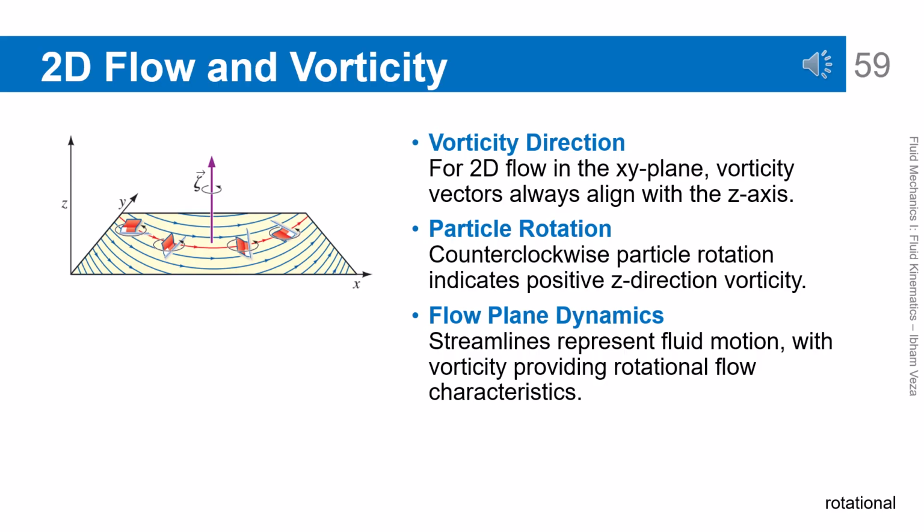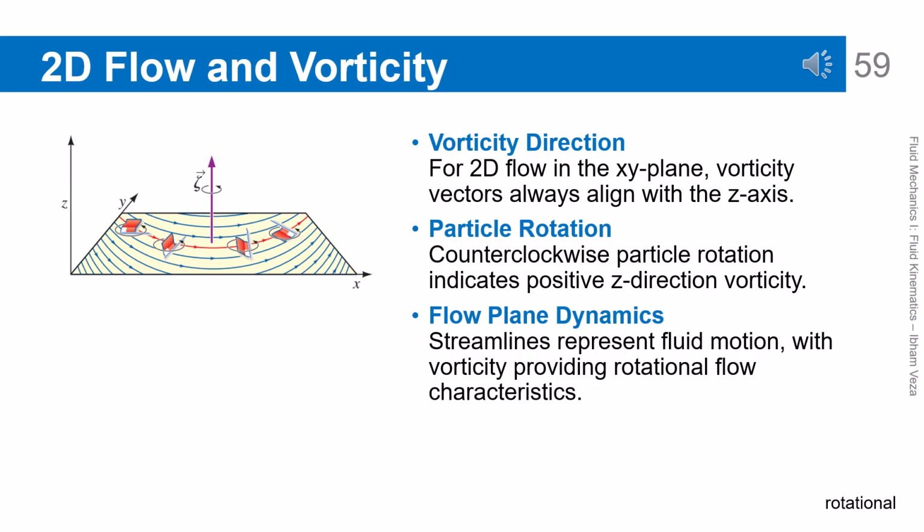Two-dimensional flow and vorticity. For two-dimensional flow in the xy plane, the vorticity vector is always aligned with the z-axis. The direction of vorticity indicates the direction of fluid particle rotation. Counterclockwise rotation produces vorticity in the positive z direction. This concept simplifies the interpretation of the vorticity sign in two-dimensional analysis.